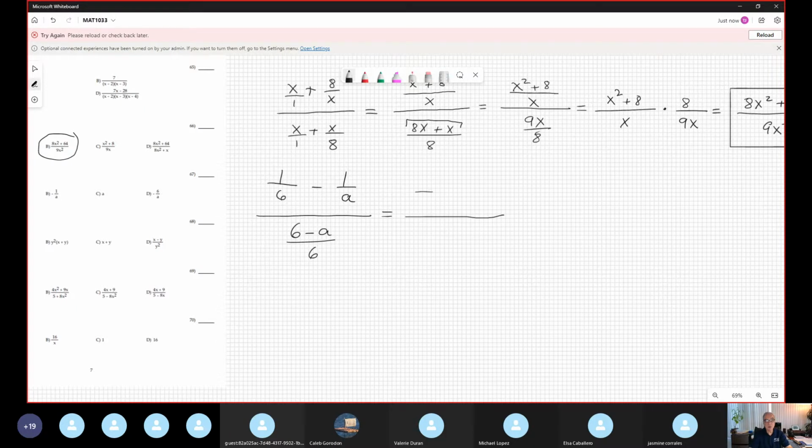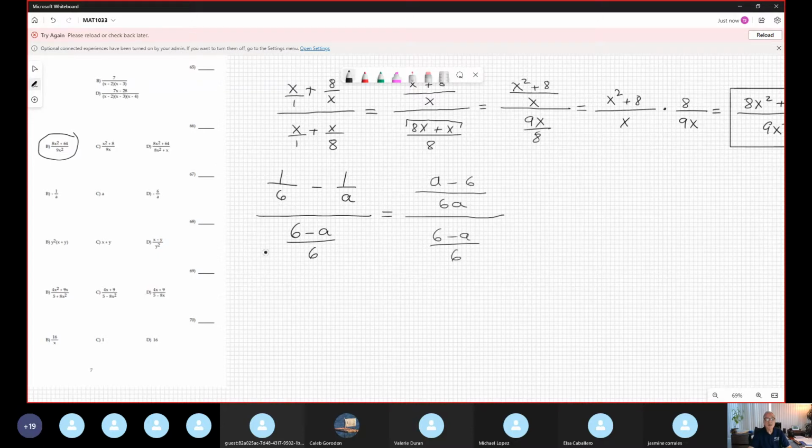The LCD is obviously 6a. Because 6 is a factor, a is a factor, put together, no repetition. Now the top part is 6a divided by 6 is a, times 1 is a. Minus 6a divided by a is 6, times 1 is 6. And the bottom, I copy exactly the same.